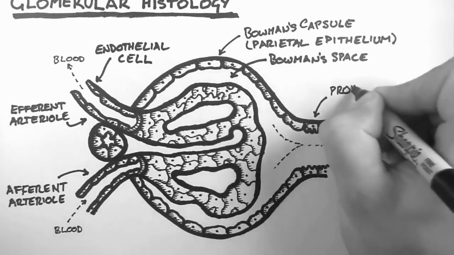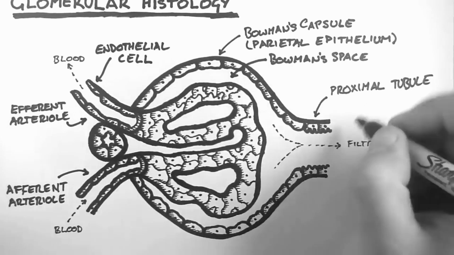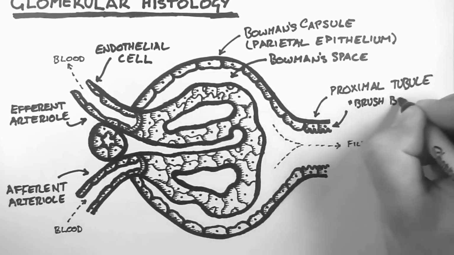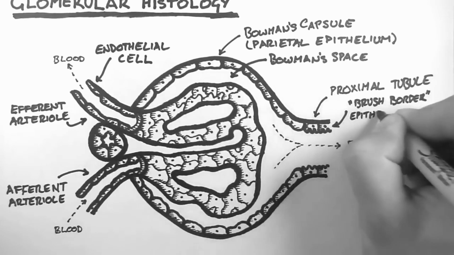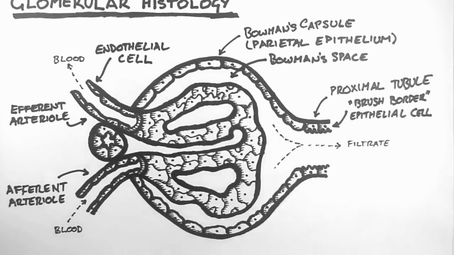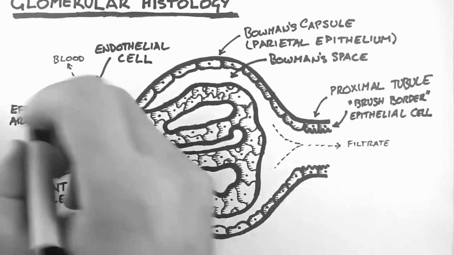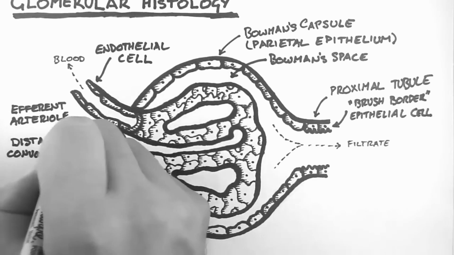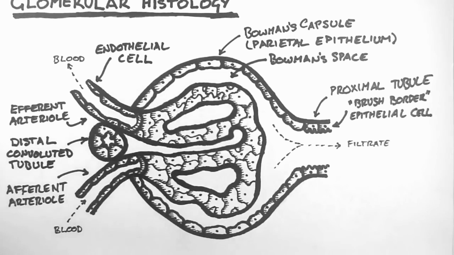Now this area here is the beginning of the proximal tubule, and it has these characteristic brush border epithelial cells, presumably to increase the surface area of the cells. And this allows for greater reabsorption and secretion of solutes and water. Between the two arterioles is this distal convoluted tubule, which is rising up towards us at right angles with the plane of the page.